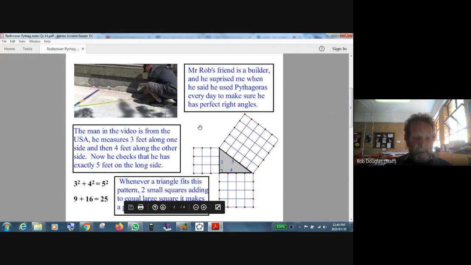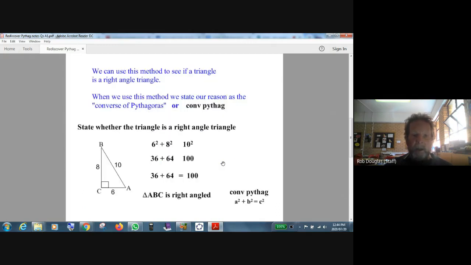Whenever a triangle fits that pattern of a squared plus b squared equals c squared, then you know you have a right triangle. So if you can show that the 2 short sides squared equal the long side squared, then you can say, hey, we've got a right angle. And the reason you put down is called the converse of Pythagoras.